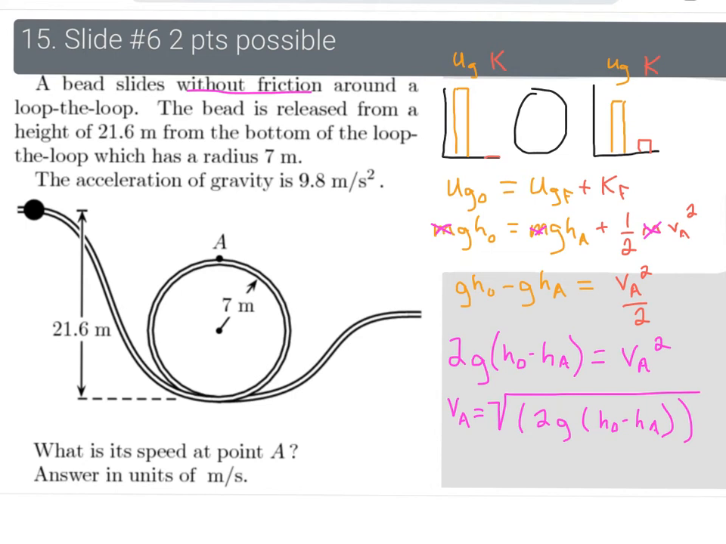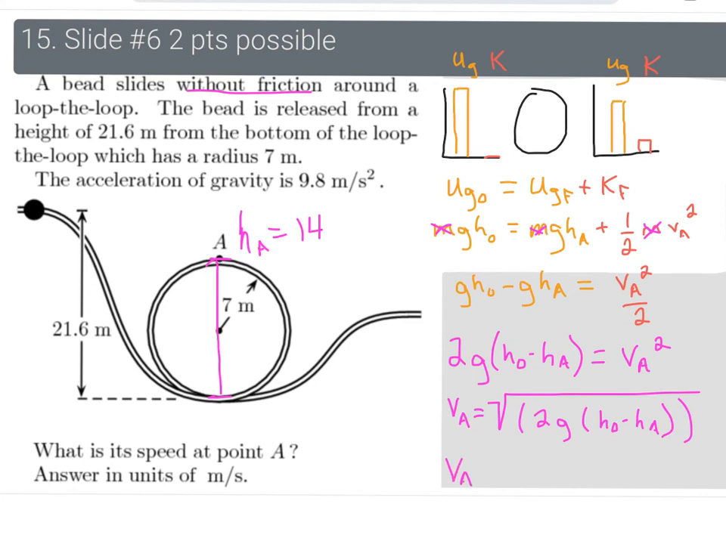A. Okay, so we're given the original height. The height at A, do not get tricked by this. The height at A is the diameter, and they give you the radius. So our height at A, okay, let's try that again. The height at A is going to be 2 times the radius, which my number would be 14.